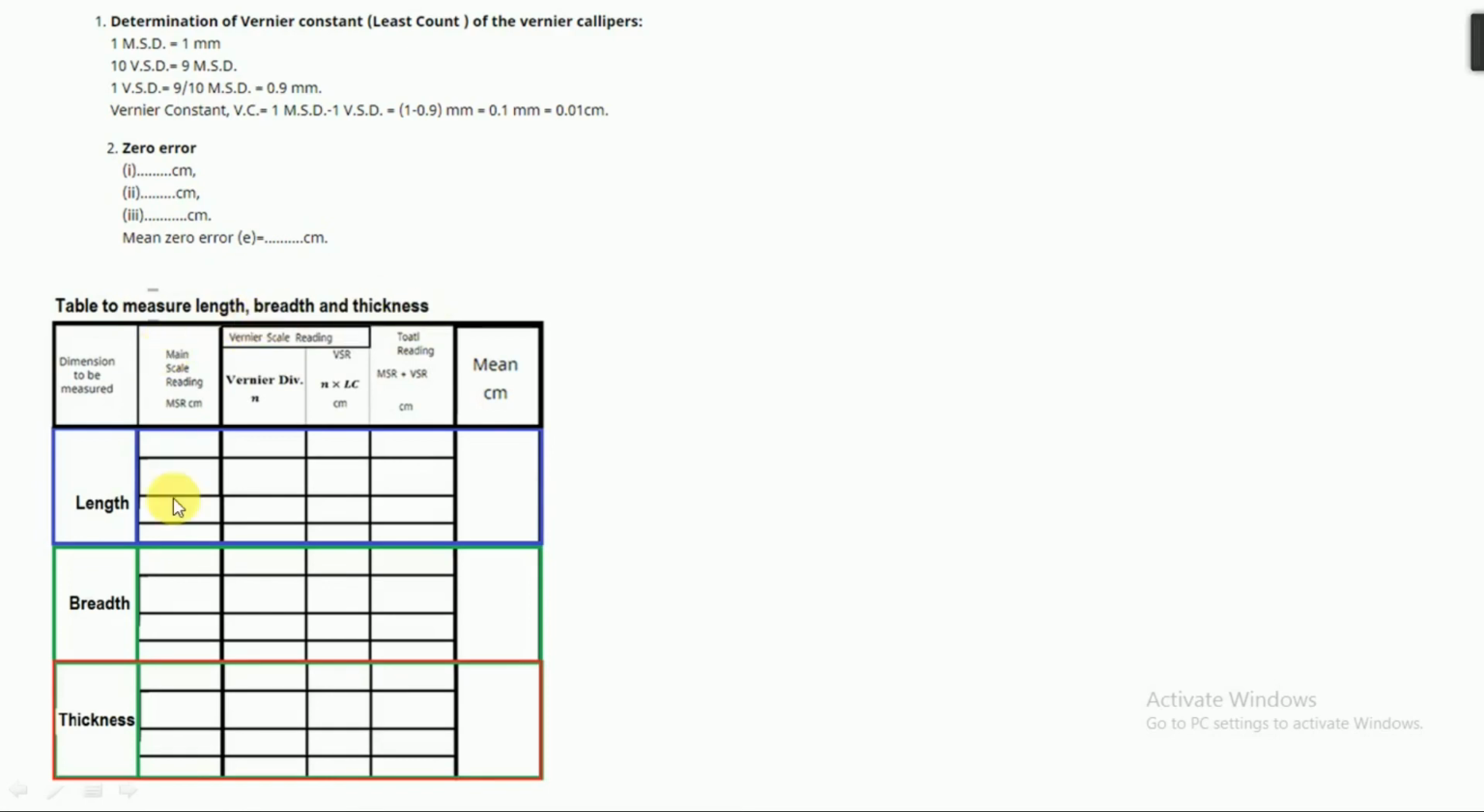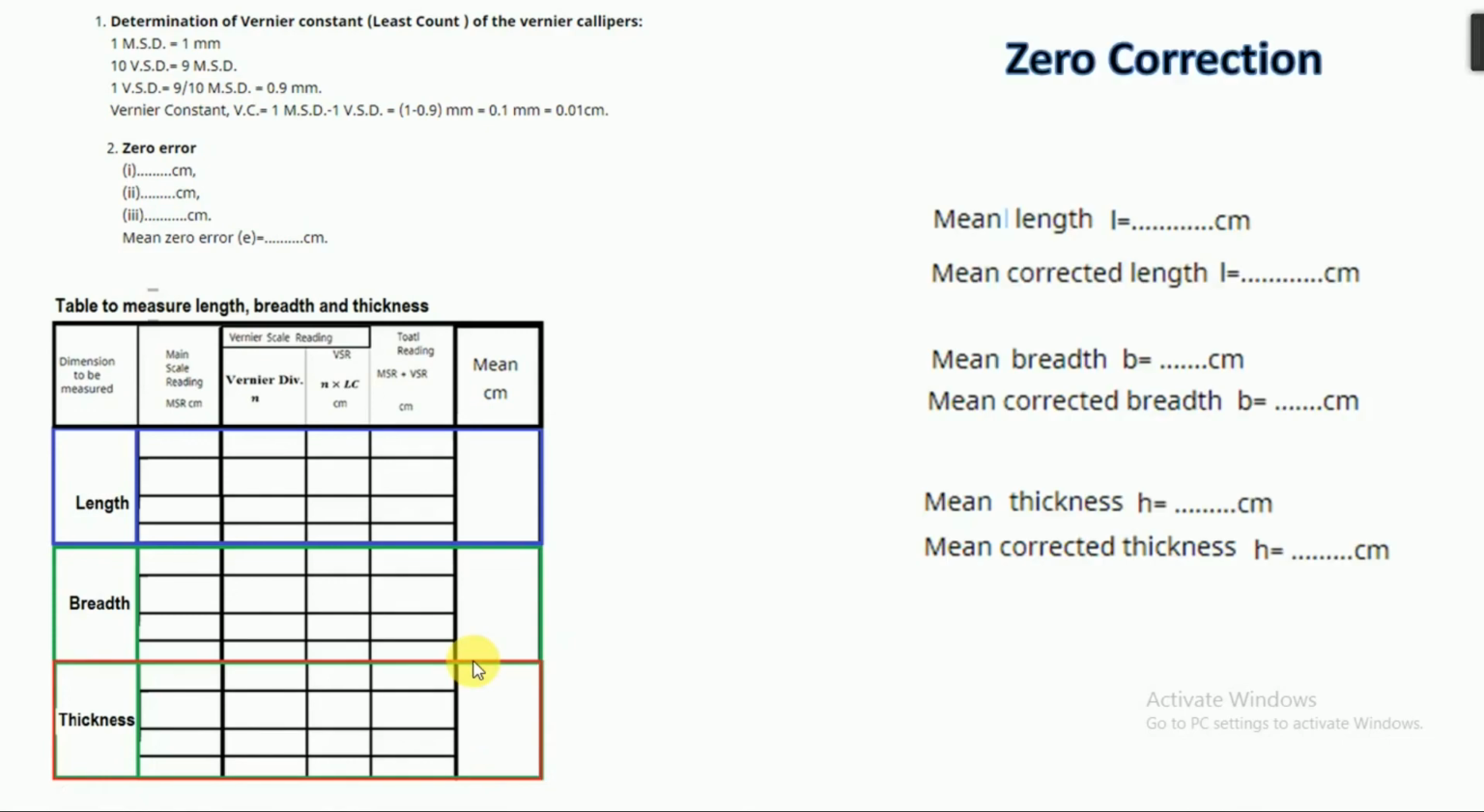take the measurement. So suppose this is for a cube with length, breadth and thickness, so we have to make the table like this, and for length we have one mean length, one mean breadth, and one mean thickness. Then after that we do the zero correction for length also, for breadth also, for thickness also. And after finding the zero correction, then we'll do the calculation. Suppose we are finding the volume, then the volume is equal to length into breadth into height.